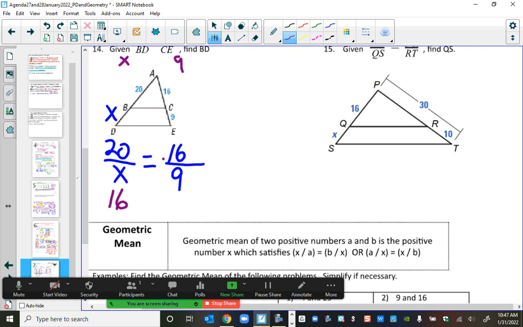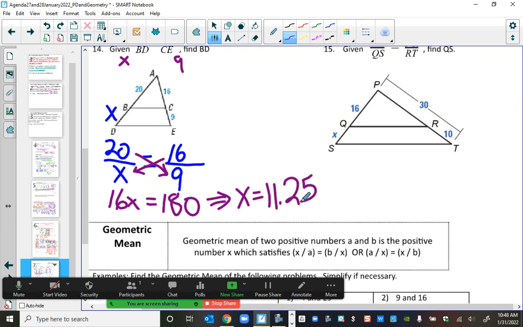Here's what I'm gonna do. I'm gonna do 16x. It's 180. That part we should know by now. And then, who got an answer for X? 11.25. Got that too? This is going to be 11.25. Yeah, there's going to be times you will get decimals. You can't hide from them. Fractions, can't hide from them.